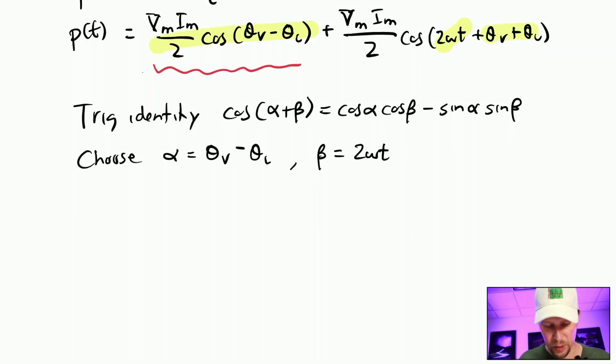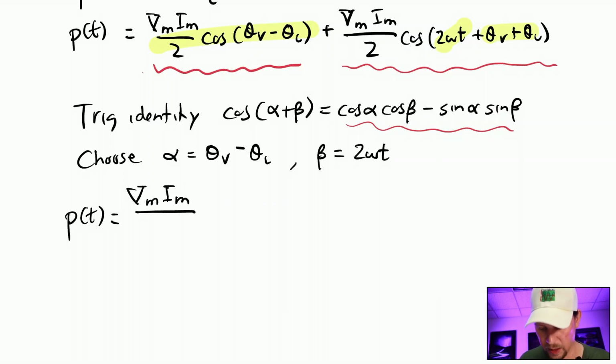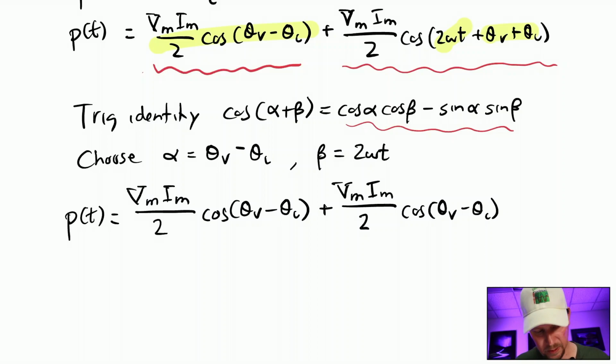Now with this, one of the things that we can do, and we're almost at the end here, is this term that we have here, we can actually split into two parts. So the power can be rewritten as V sub m times I sub m divided by 2 times the cosine of the phase angles of the voltage and the current split apart. We have another term, V sub m times I sub m over 2 times the cosine of theta v minus theta I times the cosine of 2 omega t.